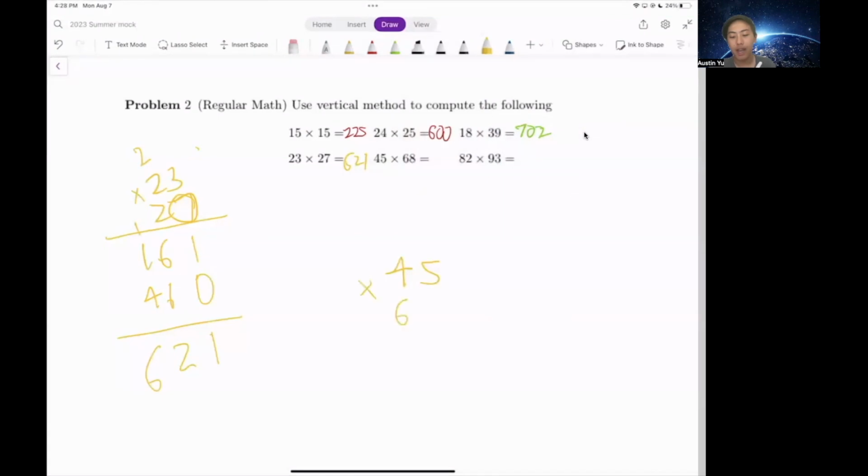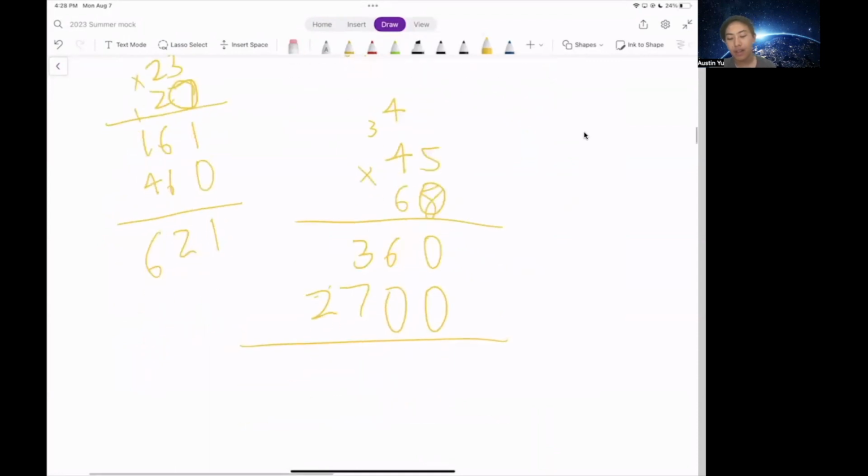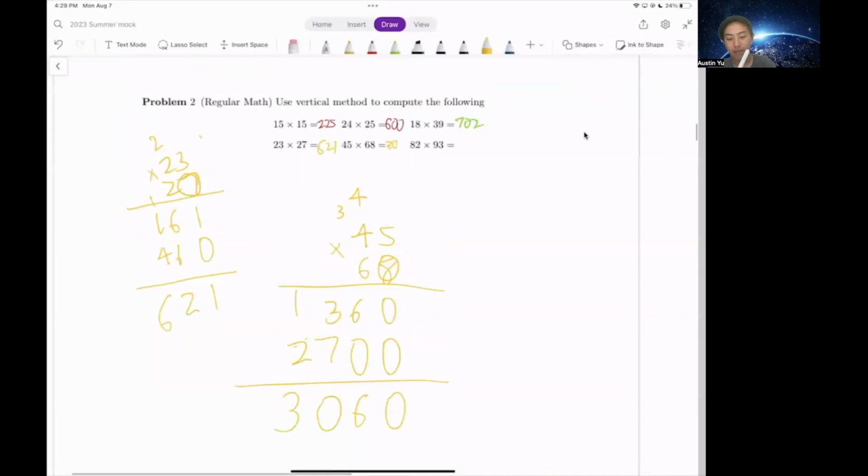45 times 68. We can do 45 times 8 first. 5 times 8 equals 40. 4 times 8 is 32. 32 plus 4 equals 36. And then 68 becomes 60. Drop down a 0. 5 times 6 equals 30. So carry it over. And then 4 times 6 equals 24, plus 3 equals 27. So then this would be 0. And then 6 plus 0 is 6. 3 plus 7 equals 10. Carry over the 1. 2 plus 1 equals 3. So 3060. And then the last one is 82 times 93.